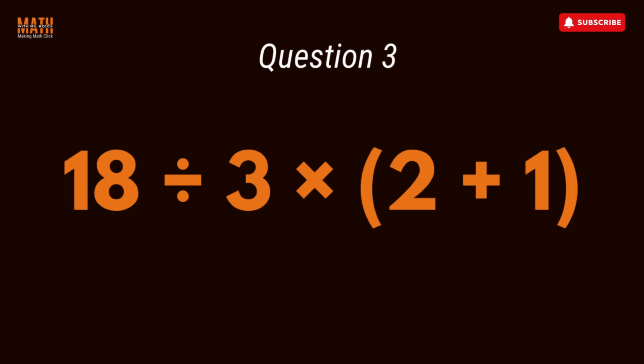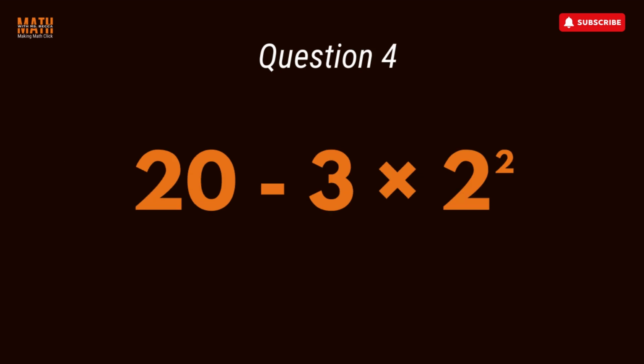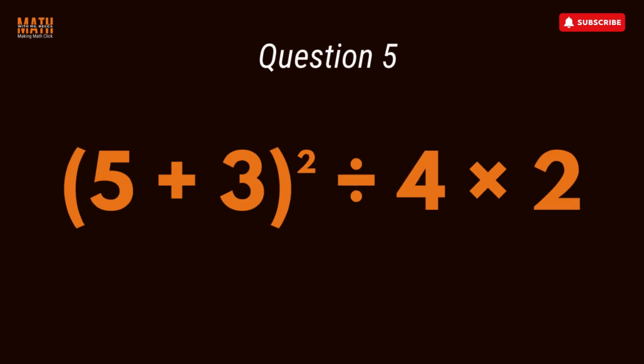Question 3. 18 divided by 3 times 2 plus 1. This one gets most students. Let's see if you can beat it. Question 4. 20 minus 3 times 2 squared. This one tests if you really know when to use exponents. Question 5. 5 plus 3 all squared divided by 4 times 2. This one looks easy, but it's where even top students sleep.